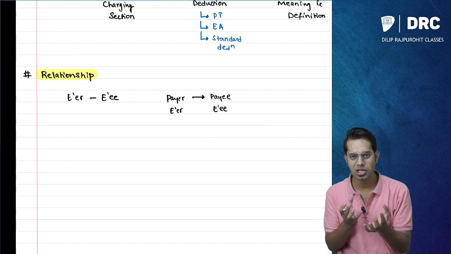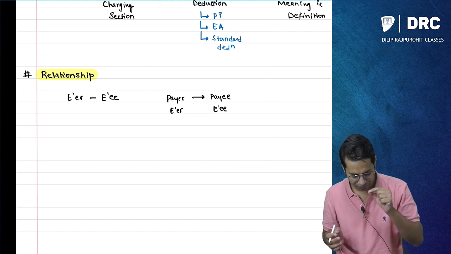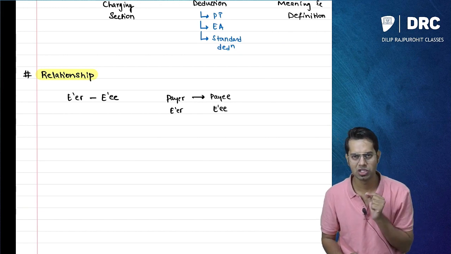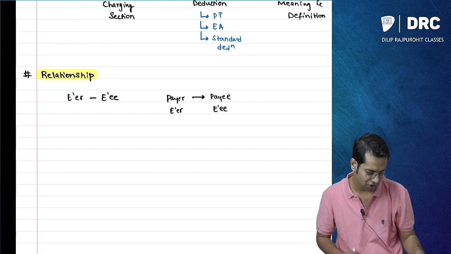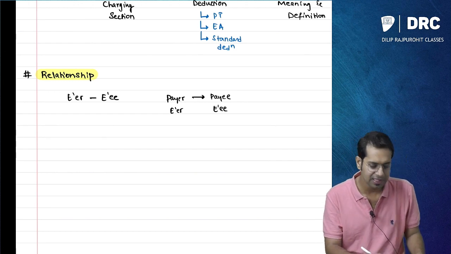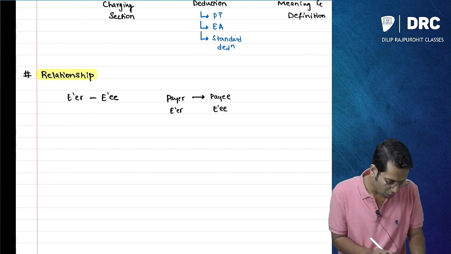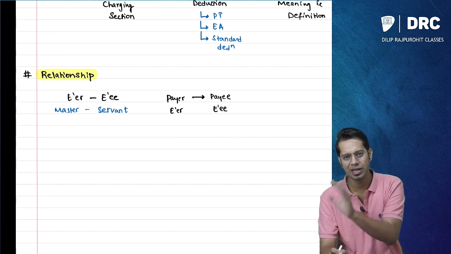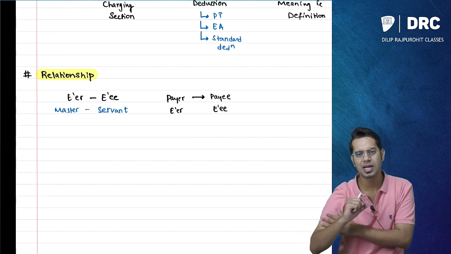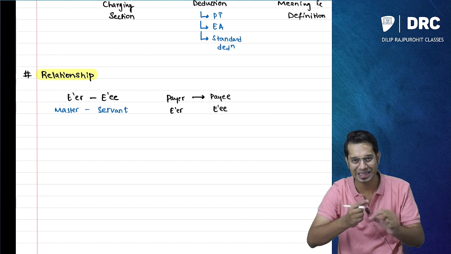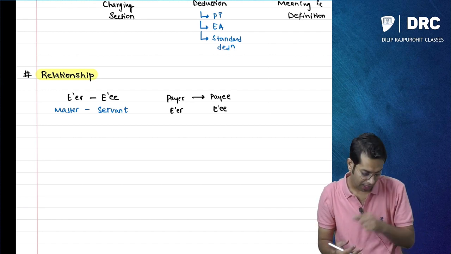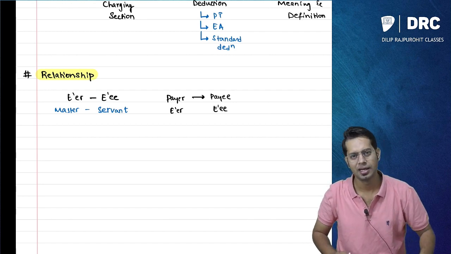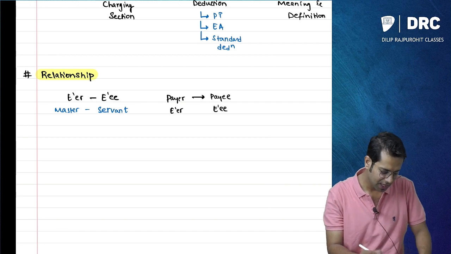So there should be a relationship. What kind of relationship? Employer-employee relationship should be there. Only if there is an employer-employee relationship, or a master-servant relationship, the payments made in this type of relationship will be taxable under the head salary.